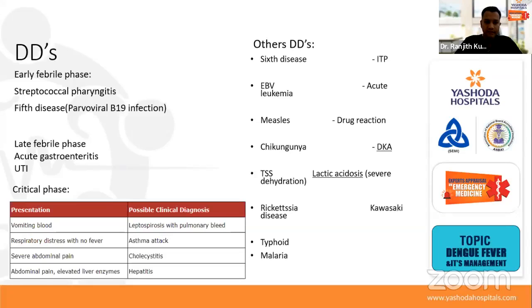In case of a patient presenting in a critical phase, our diagnosis should consider whether it could be cholecystitis or hepatitis, because they usually present with abdominal pain or breathing difficulty or bleeding manifestations. It might be hemoptysis, etc. The other differentials include DKA, drug reaction, lactic acidosis, Kawasaki, malaria, and typhoid.